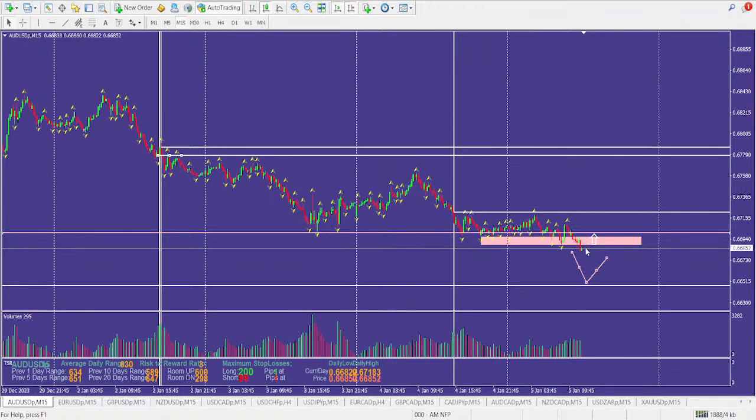Okay, now obviously we can see price is consolidating over here. We also can have a setup where price actually pushes up and tests this supply level, and then we can potentially look for selling opportunities over there. But for now, since price is consolidating at the demand level, we'll look for potential buying opportunities.